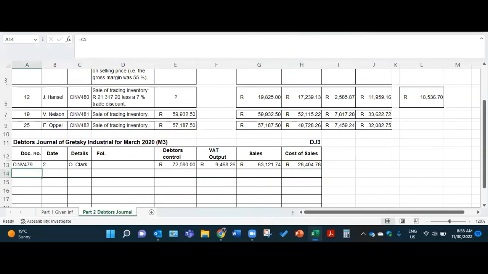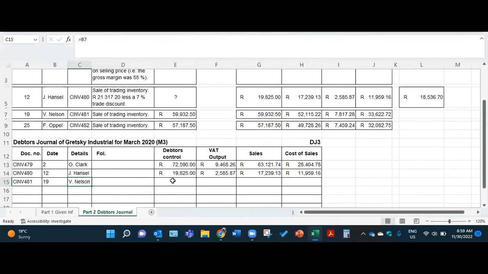Same with the next one. We have the document. We know that it happened on the 12th. We know that it is Hansen. We had to calculate all these amounts, and we started with the sales, but now we can just simply bring them down because we've already done the calculations. So whatever we have there, we're just populating the columns now. The third one is 481, and of course that's on the 19th, Paul V.